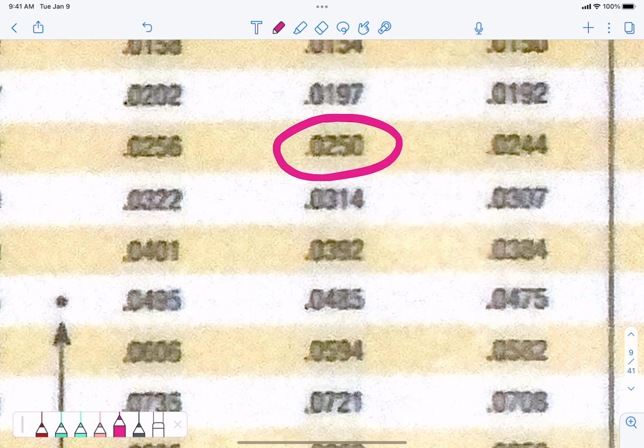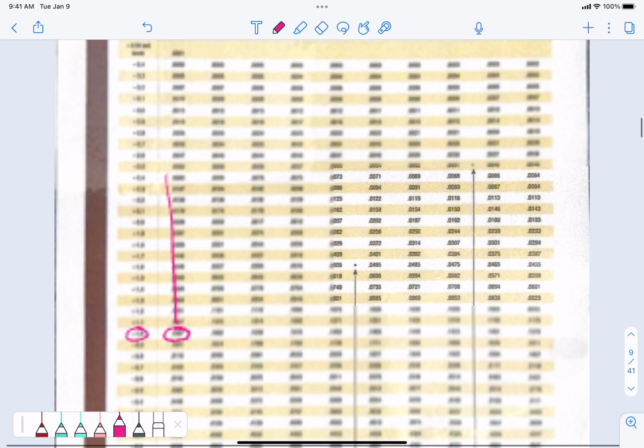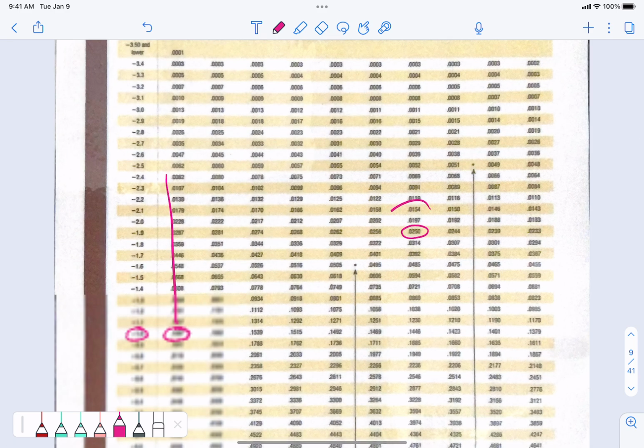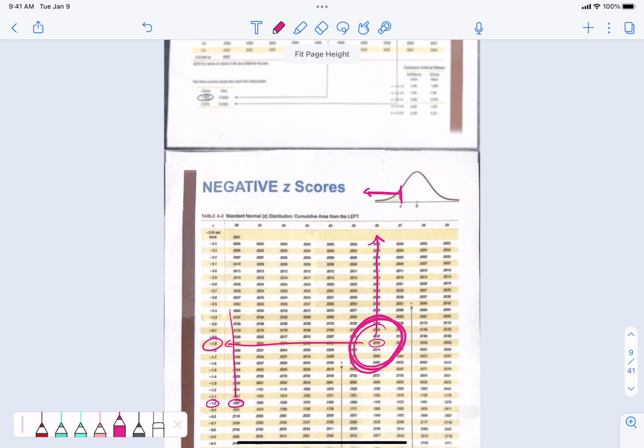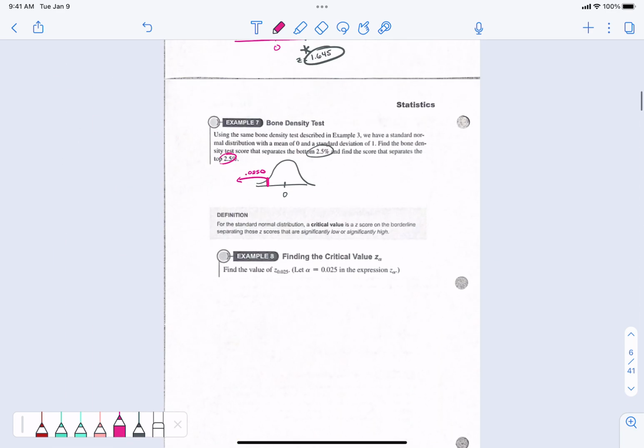Exactly on. Do you see that? 0.0250. It's over here, like in the middle of the chart, right? About here. Negative 1.96. If you match it, go over here. This is negative 1.9. Go up to 2.06. So negative 1.96. Do you see that?